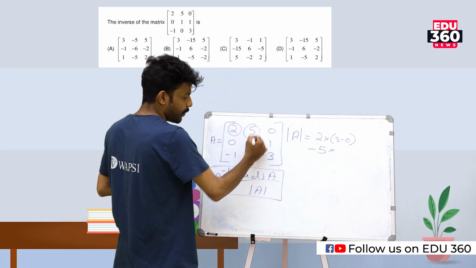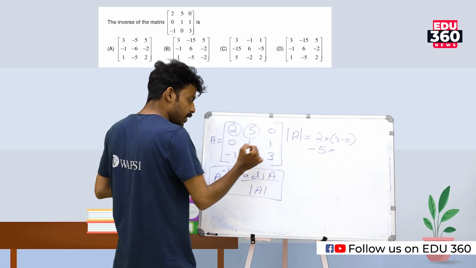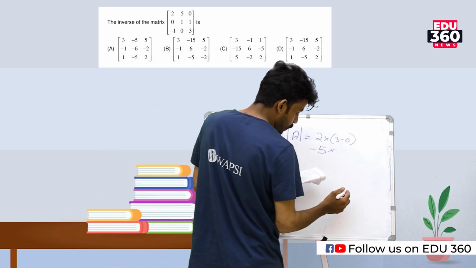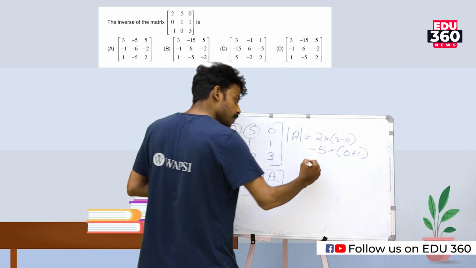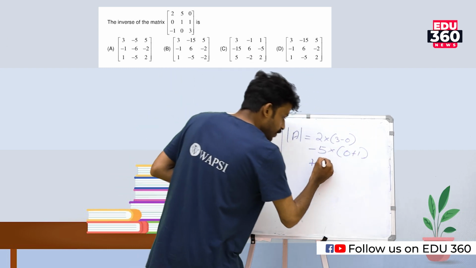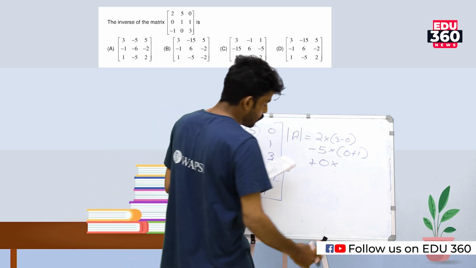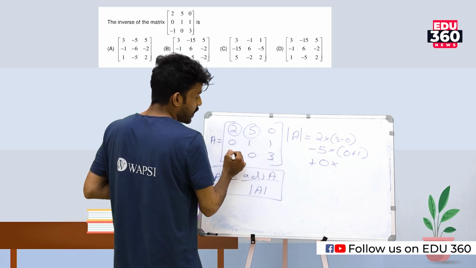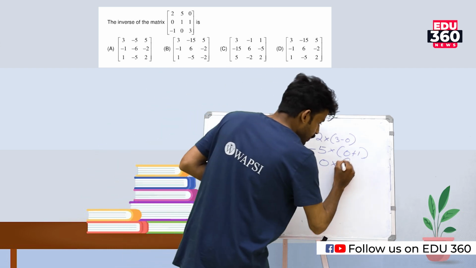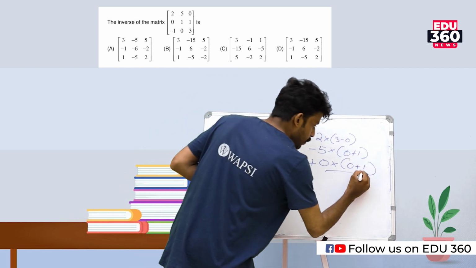Next, minus 5 into, for the second one, 5 into 0 into 3 minus 1 into minus 1. So it will become minus 5 into 0 plus 1. Plus the last one is 0 into anything, which means the answer is 0. So we can write 0 into 0 minus 1, that is 0 plus 1. So this term will be equal to 0.